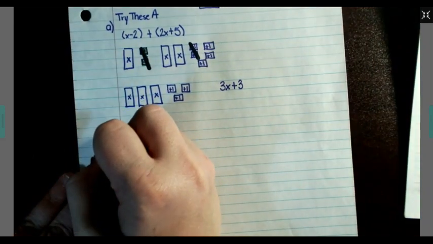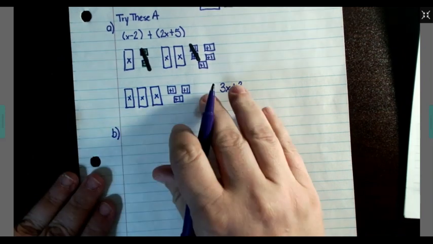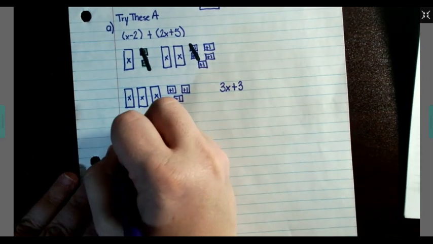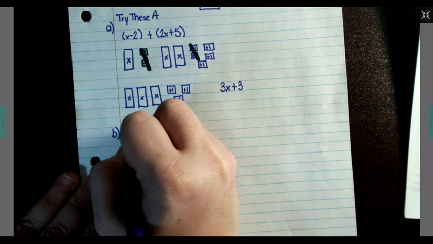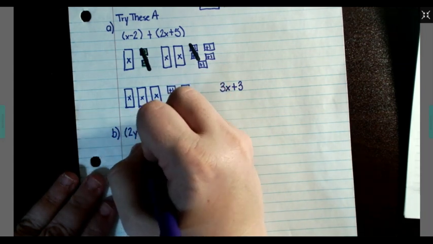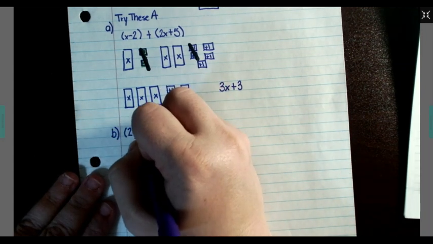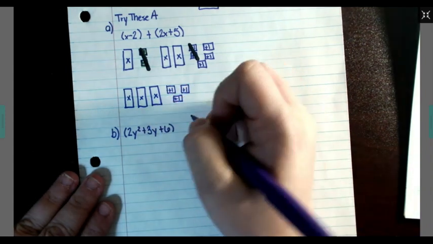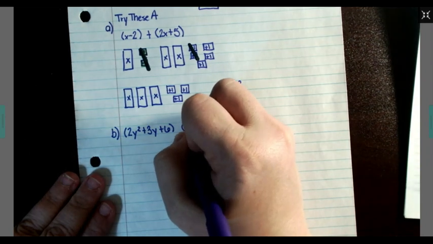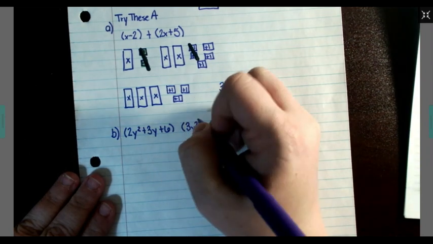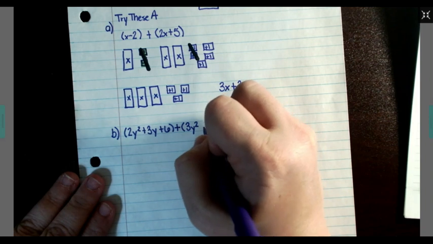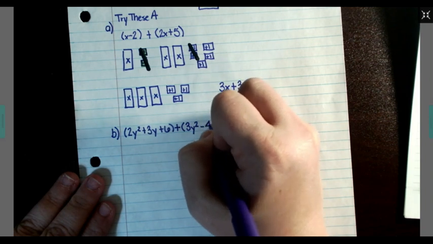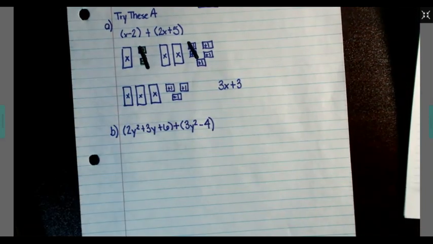Let's take a look at B. B says 2y squared plus 3y plus 6. And then I have 3y squared. Oh, sorry, there's a plus sign here. Minus 4. Well, y squared, x squared, it just means that the term is squared. So I can still use my little algebra tiles here.